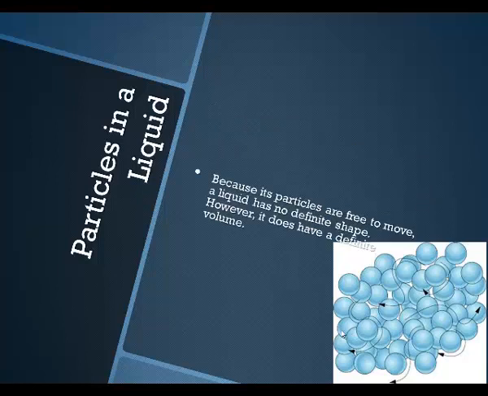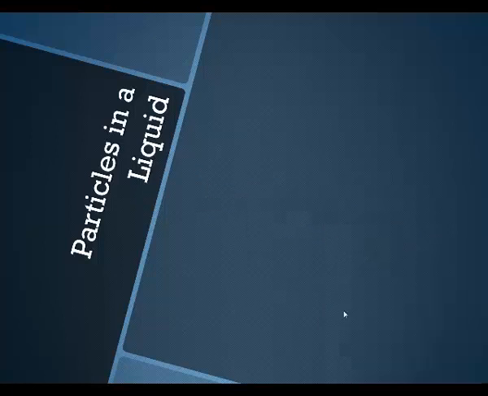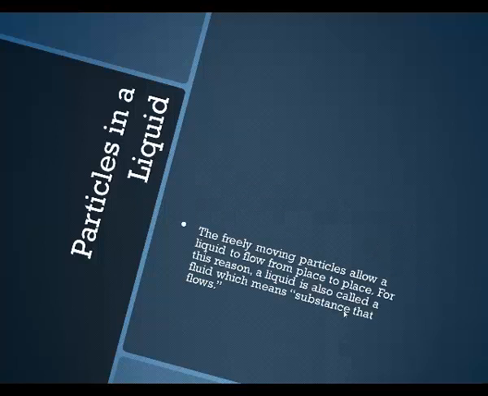So because of this, and because the particles are free to move, a liquid has no definite shape, but it does have a definite volume. The freely moving particles allow for liquid to flow from place to place. For this reason, a liquid is also called a fluid, which means substance that flows.